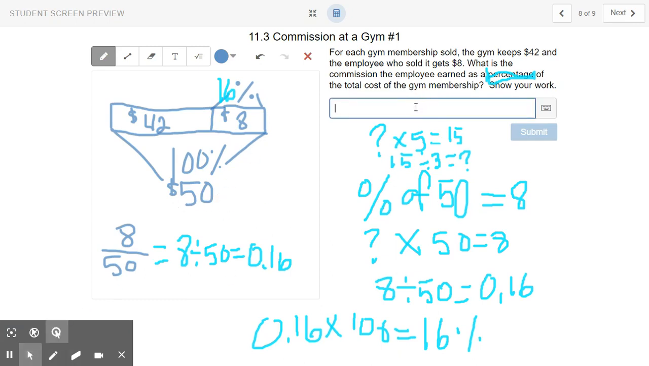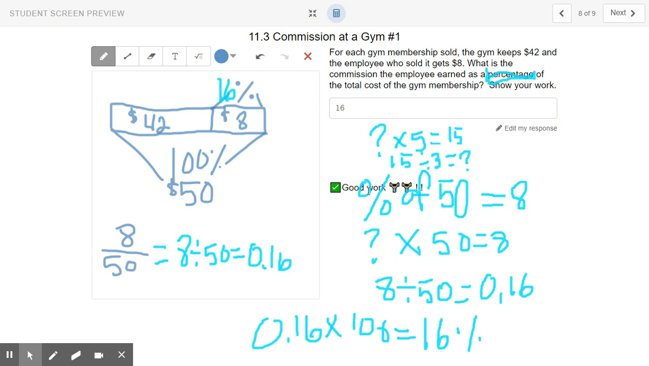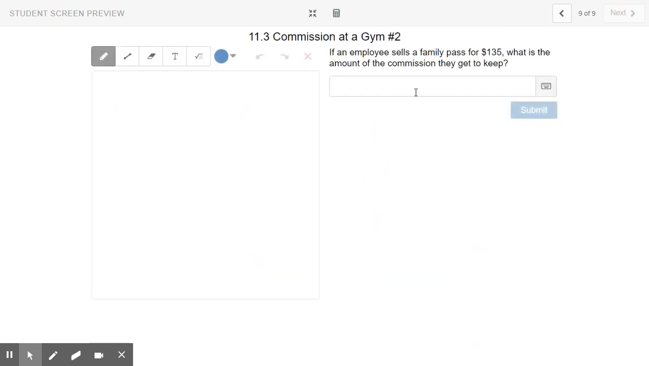So let's put that in there. So we're going to do 16, and if I do percent, it kind of messes it up. So let's see. All right, we got that right. Good stuff. So let's see. We're going to use some information, I believe.